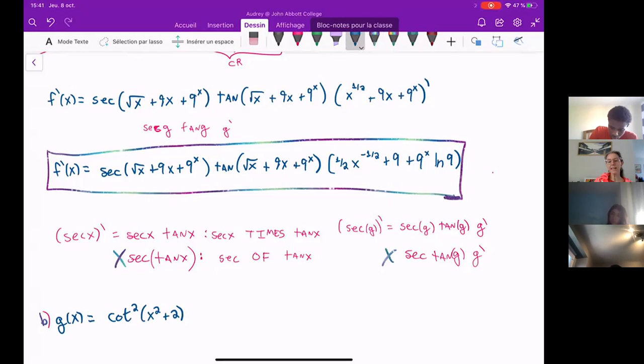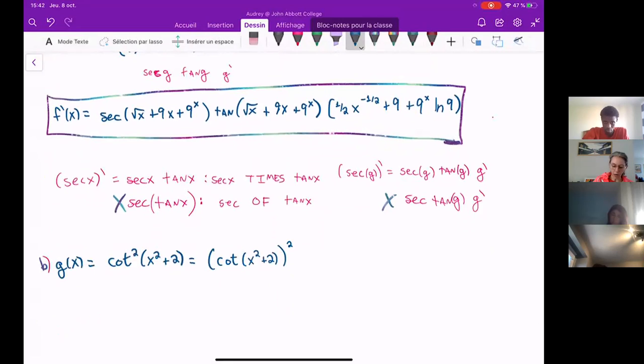Okay, what did I say the first thing to do when you have a power is? Have a power, what should I do? I'm going to rewrite it. I'm going to move that power to the end. So I'm going to write this as cotangent of x squared plus 2 all to the power of 2. And so I can see here that my main rule is the fact that I have a g squared here. I have a thing to the power of 2.